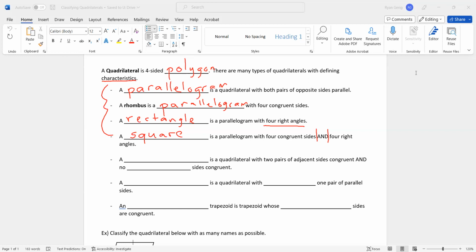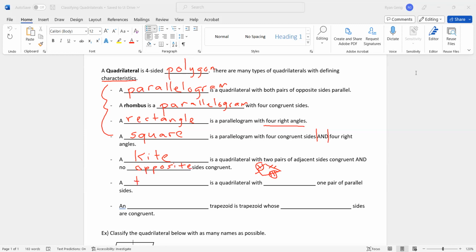The next one is a kite. A kite is a quadrilateral. It's not a parallelogram. It has two pairs of adjacent sides congruent and no opposite sides congruent. All right, so I'm going to draw a kite real quick. The adjacent sides here and here are congruent, and the adjacent sides here and here are congruent. That is what makes it a kite. And notice that the opposite sides are not congruent, right? So this and this are opposite sides. Those are not congruent. If they were, it would be a parallelogram, okay?